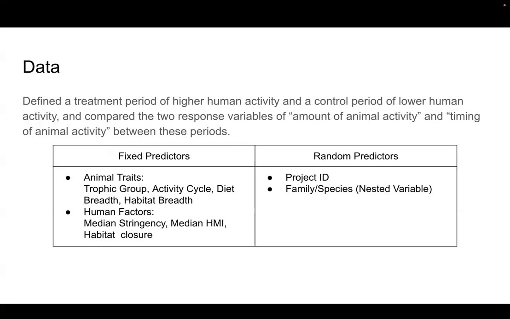Under the mixed effects model, there's a set of fixed predictors, some of which are animal traits, the others being human factors. Additionally, there are two random predictors, project ID and the nested family and species variable, where each species is mapped to the correct family.